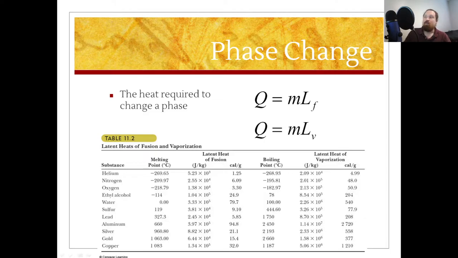Now there is another type of latent heat. There's a second version of the formula here that's LV instead of LF. And LV is called the latent heat of vaporization.